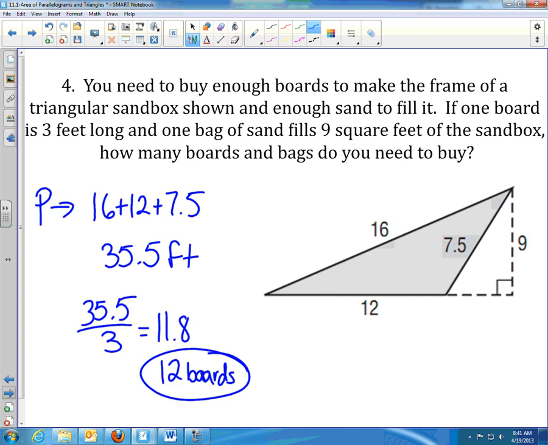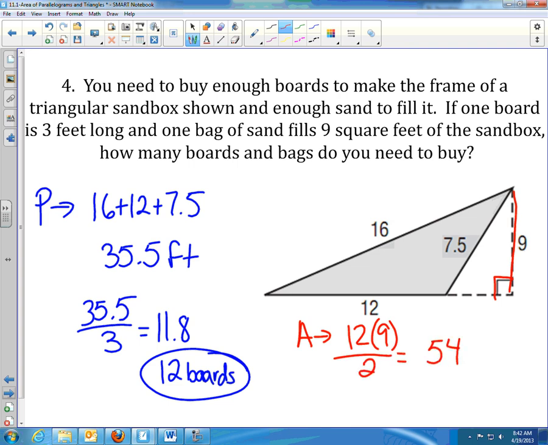All right, now it says that 1 bag of sand fills 9 square feet. So we're talking about square feet. We're actually going to find our area. For our area, we're going to take our base of 12 and our height of 9. Remember, it's the one that makes that 90-degree angle. Divide by 2. And we end up with an area of 54.